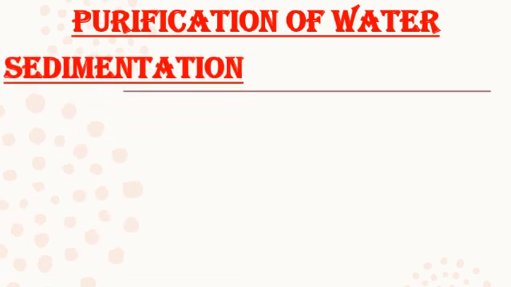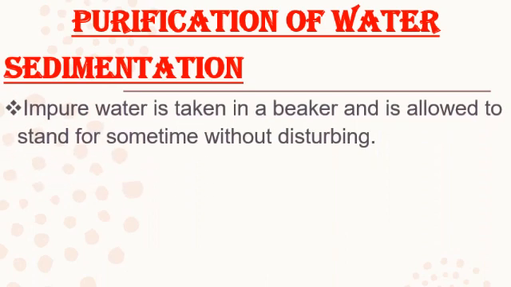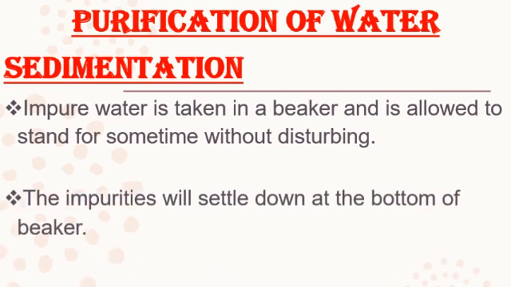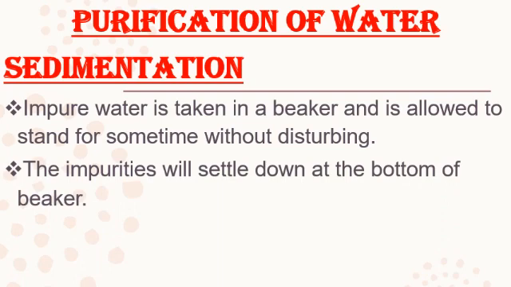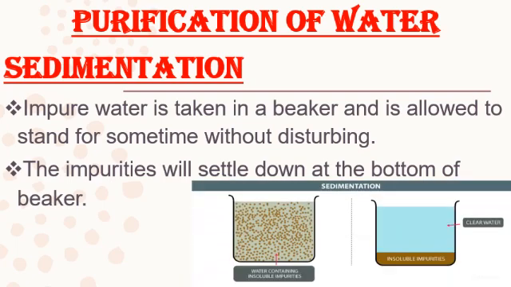First is sedimentation. What is sedimentation? Impure water is taken in a beaker and is allowed to stand for some time without disturbing. The impurities will settle down at the bottom of the beaker. So this you can do with your vessel also. Collect the water from the tap and keep it still for a few minutes. So what will happen? Whatever impurities will be there, that will get settled at the bottom. Like see in this picture. There are many impurities here, right? And when it is kept still, you can see all the impurities are settled at the bottom here.